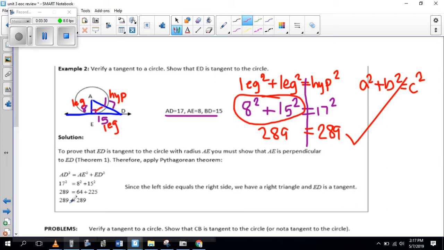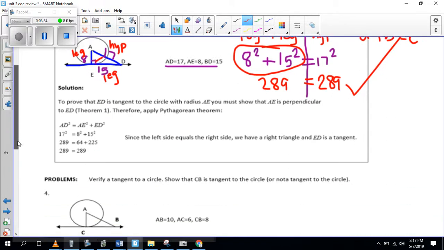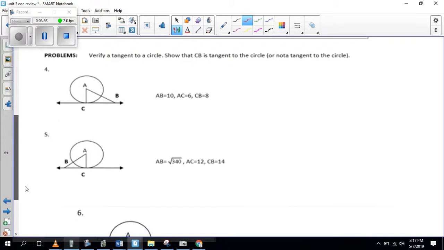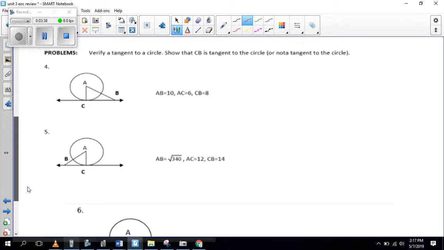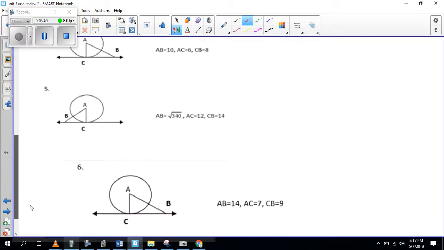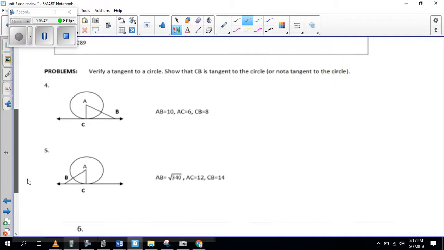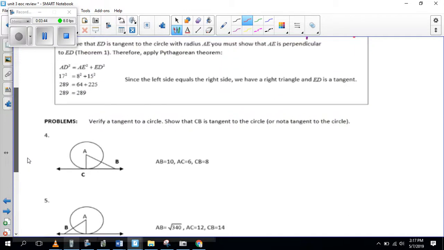And this is the work that they did, but I kind of did mine separately. Okay? So try number 4 and number 6 and see if the problems are tangent. You can watch this video as many times as you want.